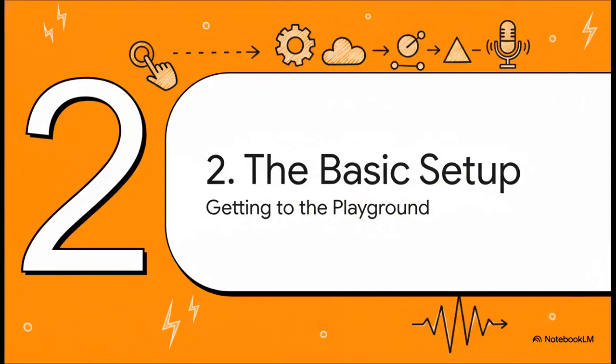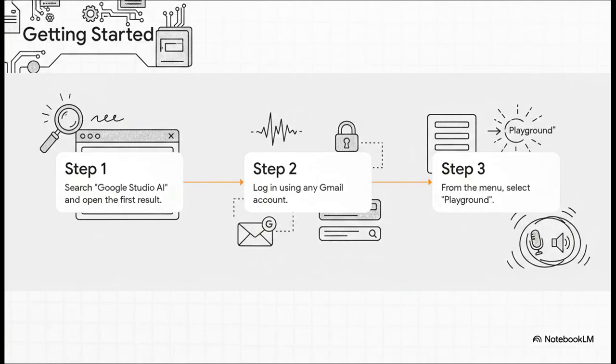Okay, so let's get into the basic setup. Getting to the right spot is literally just a few clicks away, and I'm going to walk you through it right now. So the first 3 steps are super straightforward. First, just search for Google Studio AI and open up that first result. Easy. Step 2, you'll need to log in, but any Gmail account will do the trick. And third, once you're inside, just find the menu and select Playground. That's where all the fun stuff happens.